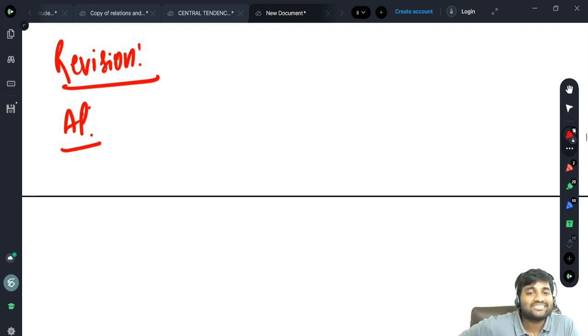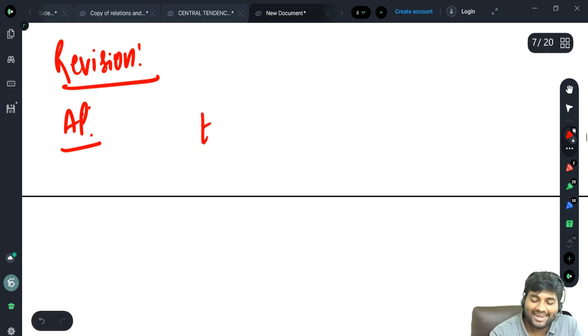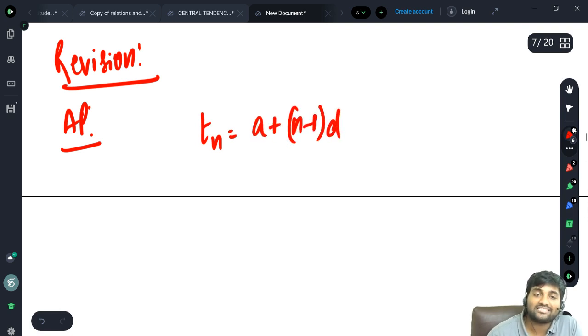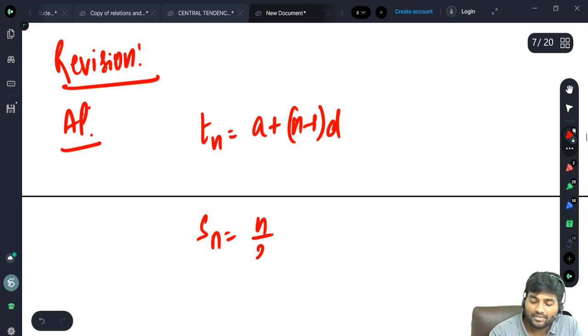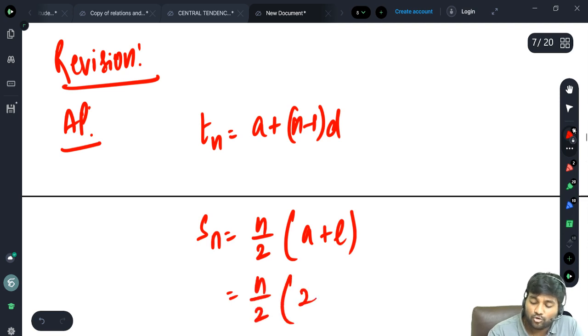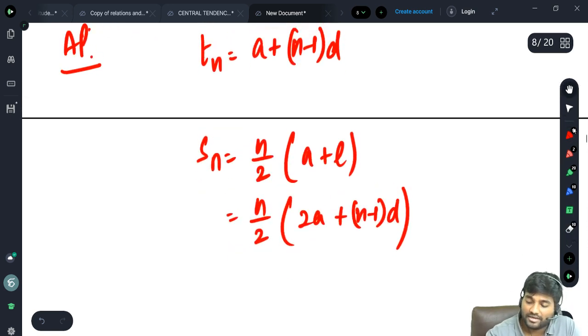The numbers are increasing or decreasing by a constant amount. So how are the formulas? Nth term formula is what? A plus (n minus 1) into d, where d is the common difference, n is the number of terms and a is the first term. So what is the formula for Sn? n by 2 into (a plus l), where l is the last term, or n by 2 into (2a plus (n minus 1) into d). Okay, please copy it down.